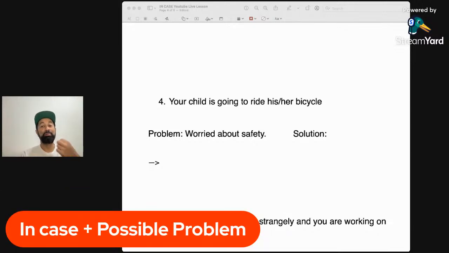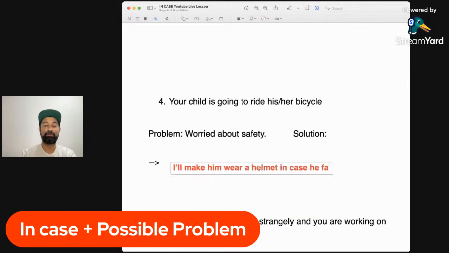You chose, I will make him wear a helmet. Because I think most kids probably don't want to wear the helmet. It's up to the parents to force them to wear it. So that's perfect. I'll make him wear a helmet in case, what is the problem? In case he falls. Yes, it is inevitable. Every child will fall when they ride a bicycle. So it's important that we prepare for that. So you make him wear a helmet.